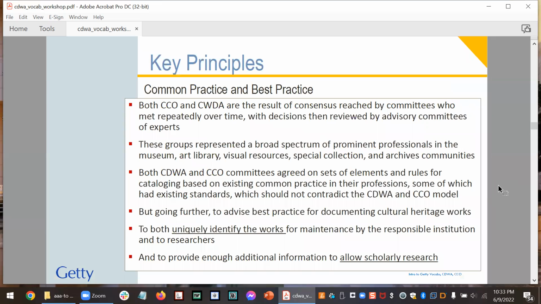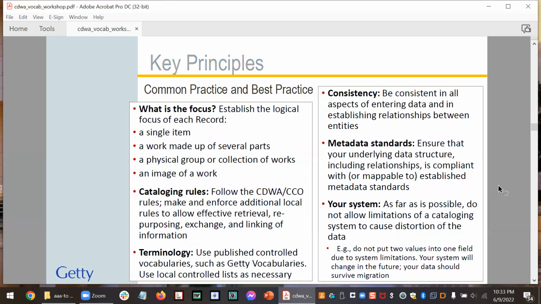Now, CDWA and CCO talk about key principles for best practice. They're both the result of a consensus reached by these committees, and they both intended to describe how to uniquely identify works and record information to allow scholarly research. Among the best practices, some of the highlights are: decide what is the focus of your work. I'm going to talk about that in a minute.